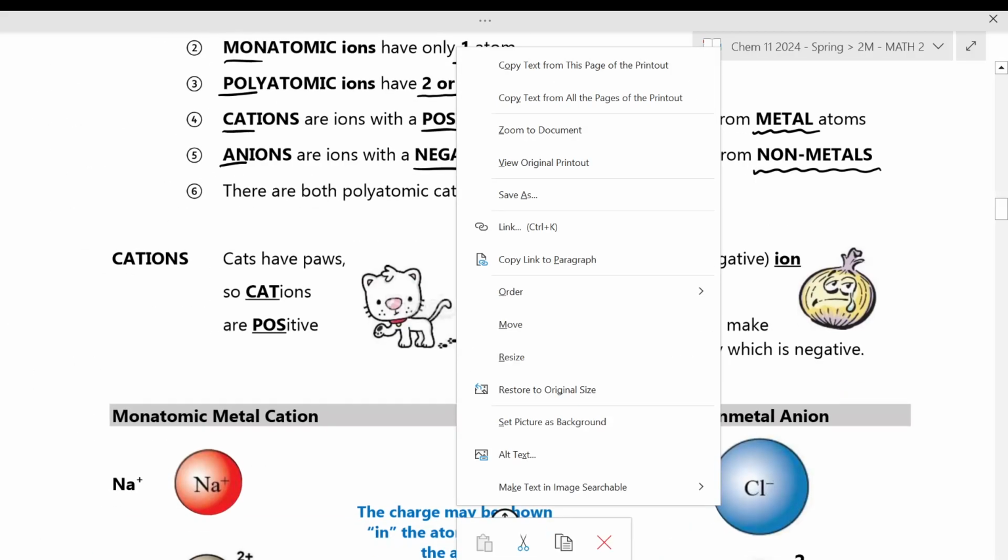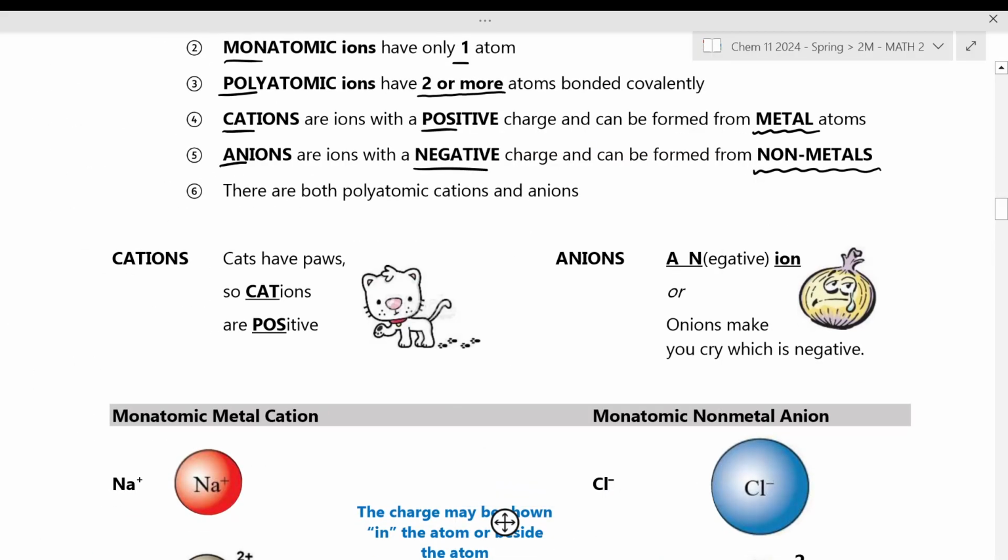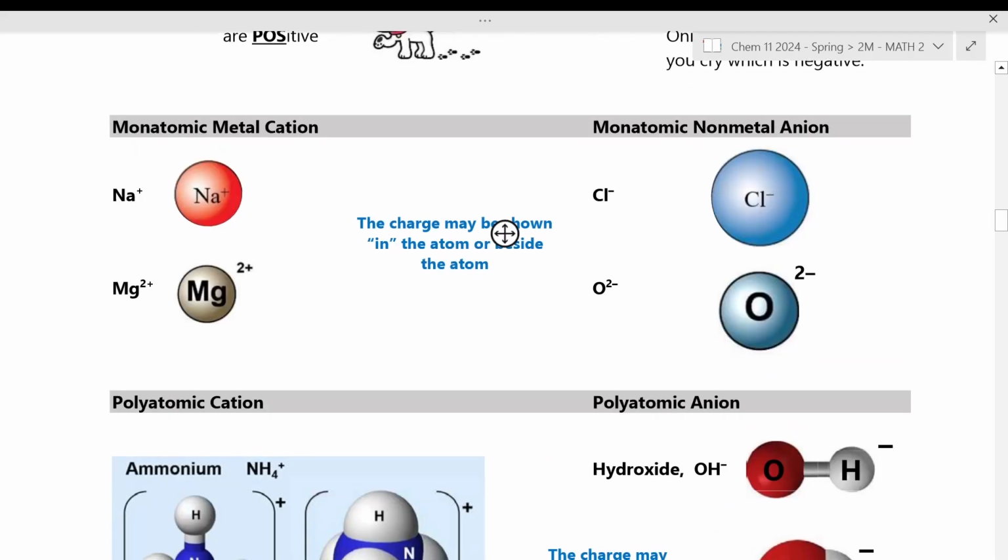Here's just a little memory thing. Cats have paws, so cations are positive. A negative ion, or onions, make you cry, which is negative. You can show the charge either inside or outside of the picture.